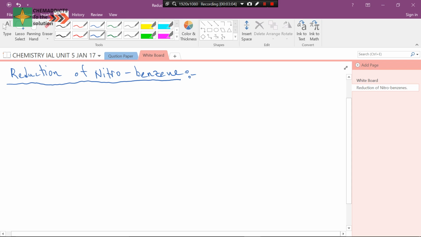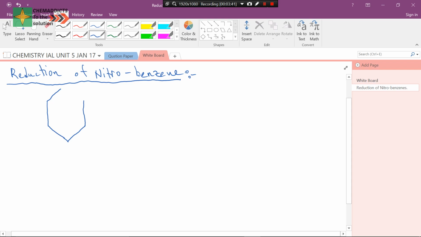Reduction of nitrobenzene. How are we going to do it? Let's introduce nitrobenzene. What is nitrobenzene? Nitrobenzene is a benzene with a nitro group attached. Let's again draw a wonderful house of benzene. Suppose this is a wonderful house of benzene. This house is called benzene.